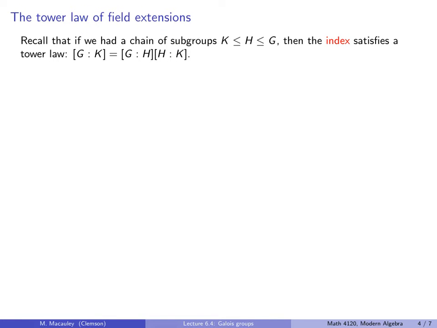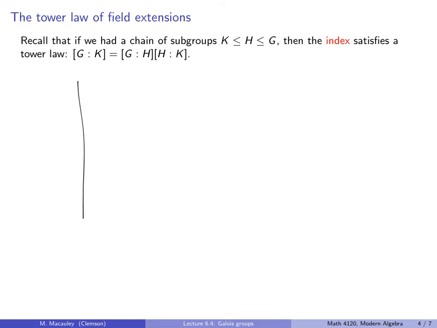Before we can do any of that, we need to establish a basic property of field extensions, which is very similar to a basic property of subgroups that we have already seen. Recall that if we had a chain of subgroups, so K is contained in H, which is contained in G, then the index, recall the index of a subgroup H in G is the number of cosets that it has, satisfies a Tower law, namely the index of K in G is the index of H in G times the index of K in H.